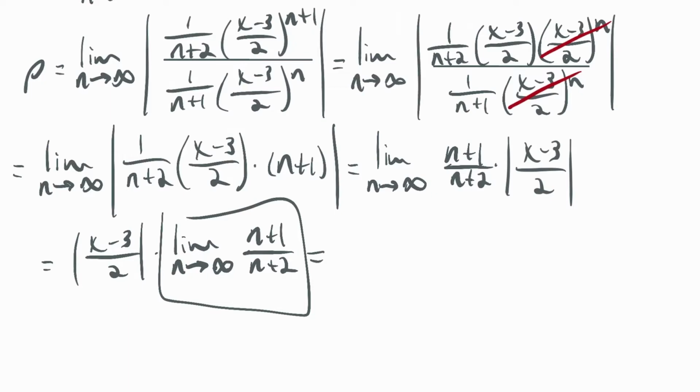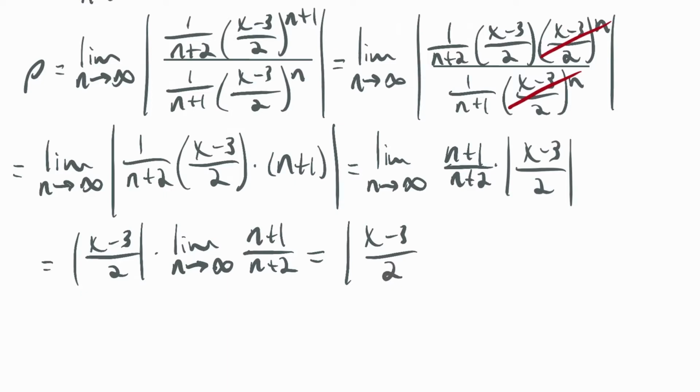This limit is 1, and we can cut corners a little bit and not bother showing all the steps, but basically, the 1 and the 2 don't affect the result, so you basically have n over n, which is 1, so the limit is 1. So this equals the absolute value of (x minus 3) over 2. Now, the bottom's always positive, so I can write this as the absolute value of x minus 3 all over 2. So that's rho. Rho is the absolute value of (x minus 3) over 2, whatever that happens to be.